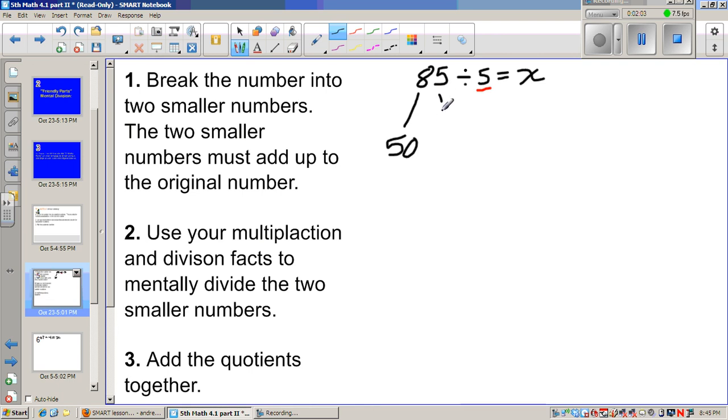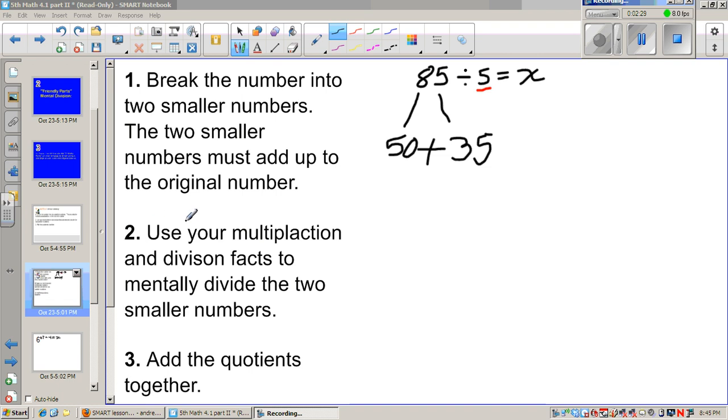Now I'm not left with any choice about what my second number is, because these two numbers have to add up to 85. So 50 plus 35 is 85.